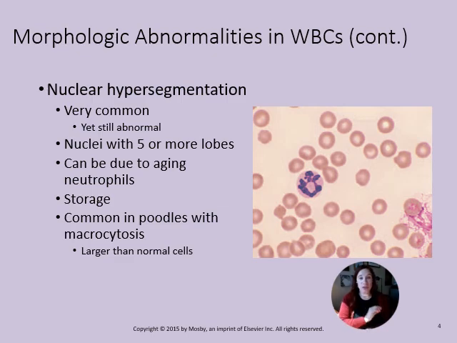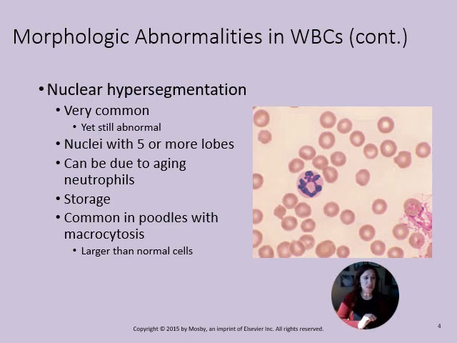Okay, so then flip that and let's see nuclear hypersegmentation. So that's going to be the opposite. We're not low segmenting, we're hypersegmenting. And this is very common, yet still it's an abnormality. But why is it common? Okay, so this is going to be a nucleus with 5 or more lobes. Again, know your species, because if this is a horse, we're not really concerned. Dog, cat, what do we have going on?